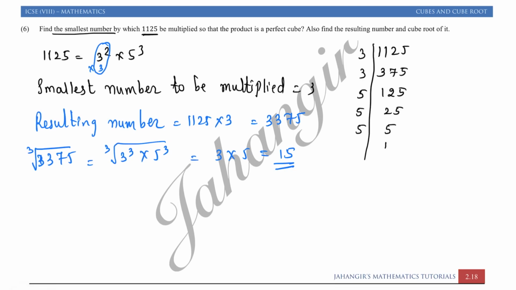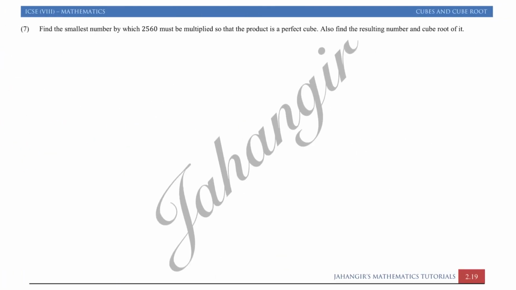This is of the same pattern as we did in squares and square roots. Actually both topics are interconnected, but in square root we have the division method. In cube root we don't have any other method. We have only one, the prime factorization method.